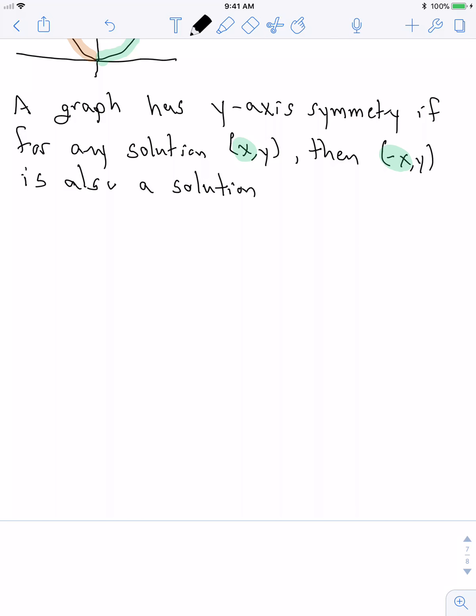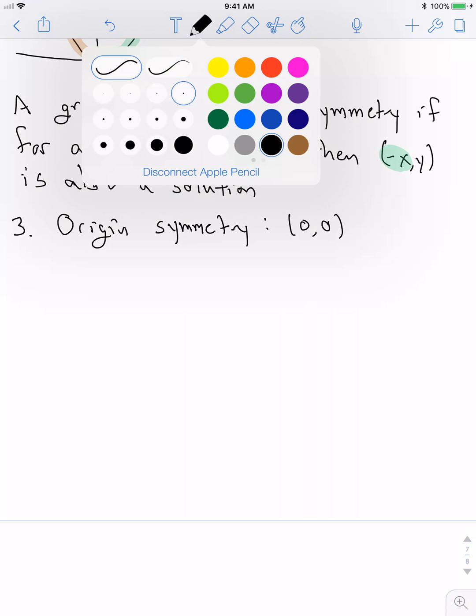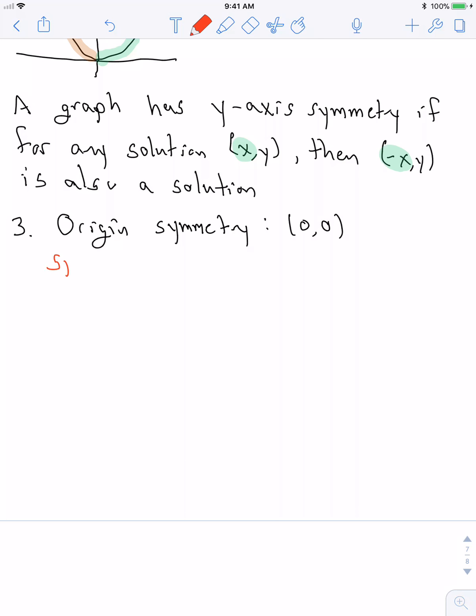The final type of symmetry is a little bit trickier, and this is called origin symmetry. And for us, the origin corresponds to the ordered pair (0, 0), where the two number lines intersect. And really, this is a special case of symmetry. It's a little bit harder to see at first. So let's draw an example, and then we'll talk about how we can recognize it.